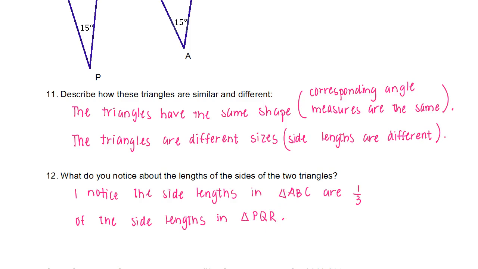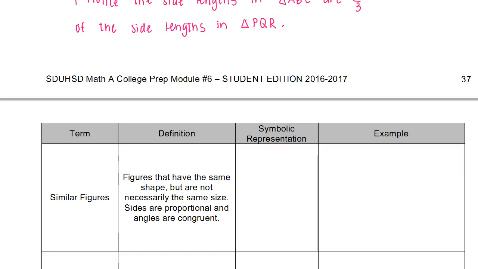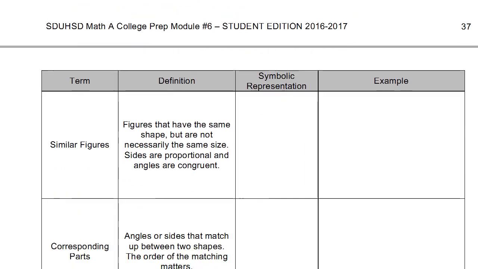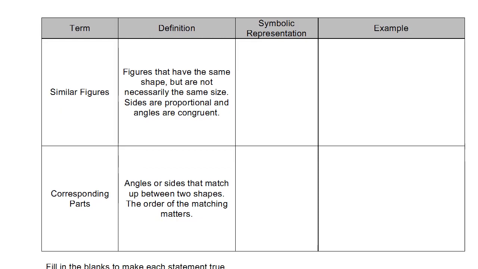And this brings us to the last page. On the last page, 38, we've got two terms. Similar figures, definition: figures that have the same shape but are not necessarily the same size. The sides are proportional, so we just said that all of the sides in the smaller triangle are 1/3 of the sides in the larger triangle. Or we could have said the sides of the larger triangle are 3 times the size of the sides in the smaller triangle. So sides are proportional and the angles are congruent. Remember, the angles were the same in both triangles.